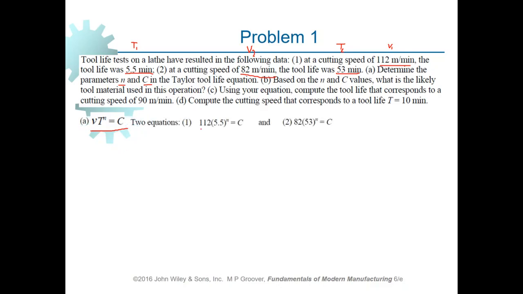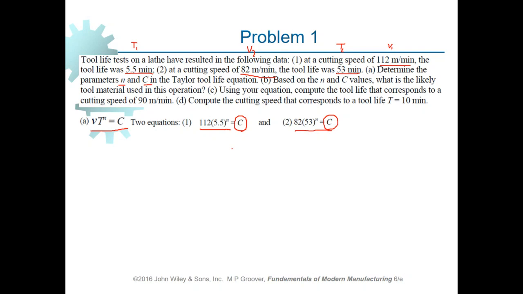We write the Taylor equation for the first scenario. We've got the value of V equal to 112 and the value of T equal to 5.5. N and C are unknown at this stage. Second scenario: V is 82, T is 53. N and C are unknown as well. However, we know that the value of C doesn't change as long as the cutting tool doesn't change and the workpiece material doesn't change. So these two C values are the same.